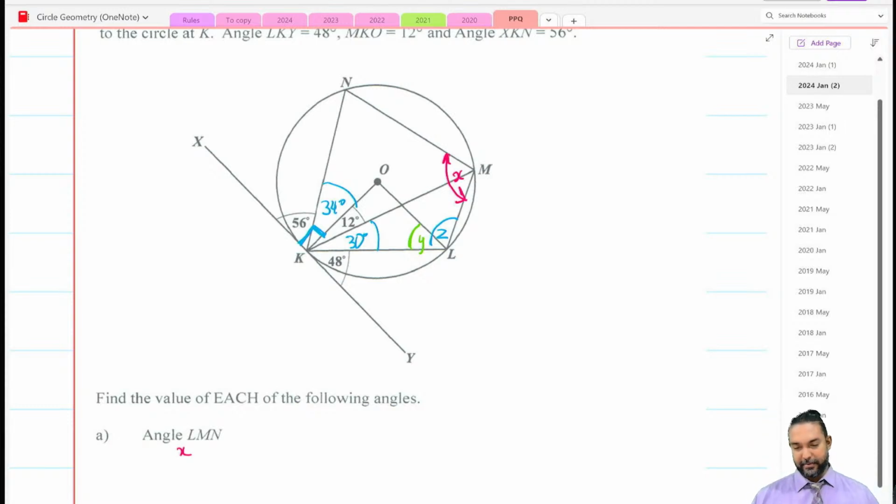All right, LMN. To find X, we could use that the opposite angles of a cyclic quad are supplementary, right? We could subtract this whole angle from 180, and then we will get 104. Now we already found angle Y from the previous part of the question, so it's 42 degrees. We know that already. To find angle Z, right?